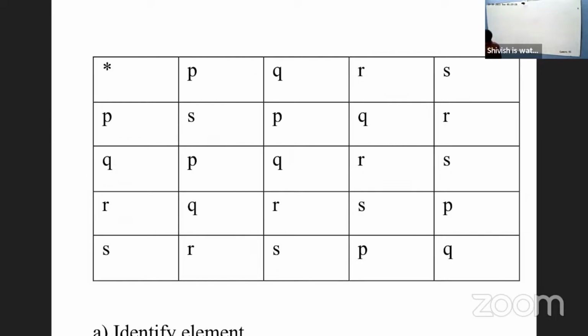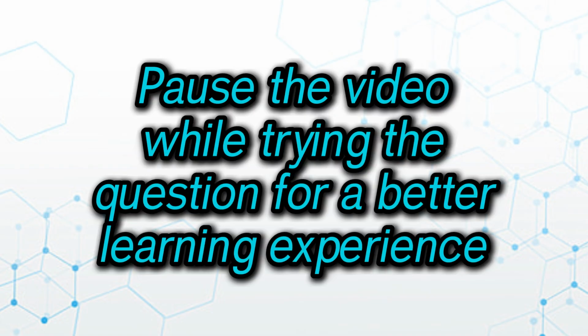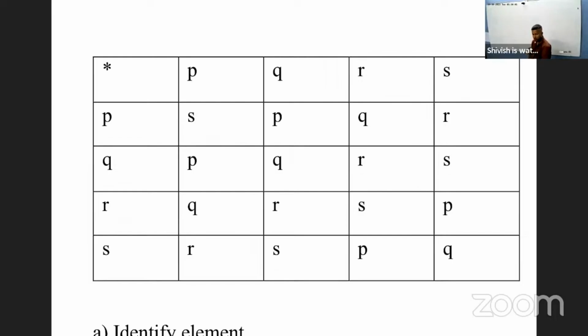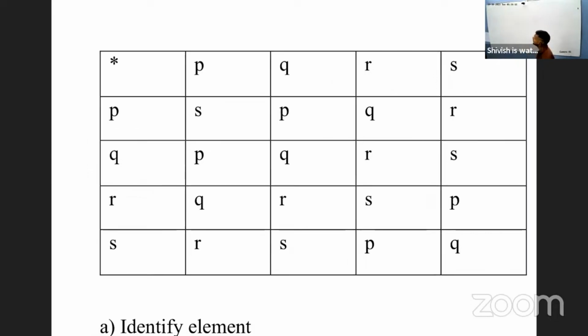Right? Is it symmetric? Yes, because if you transpose it, you'll get the same thing. So yes, the matrix is symmetric, therefore it is commutative. Next, what is the identity element? What is the identity element, Shivish? Right, so the identity element is Q. The identity element is Q, identical to the first.